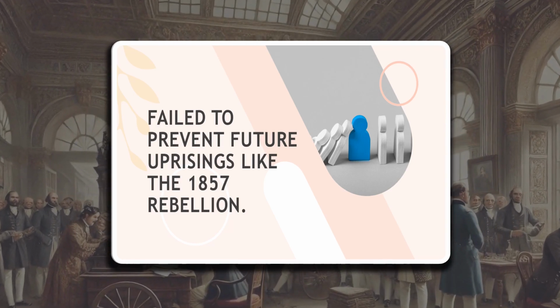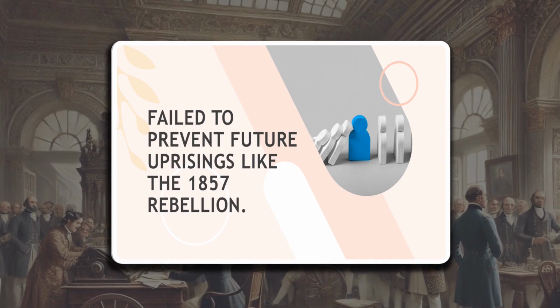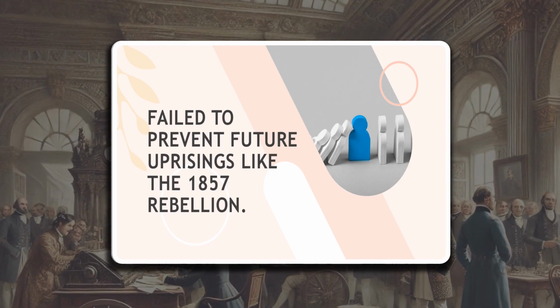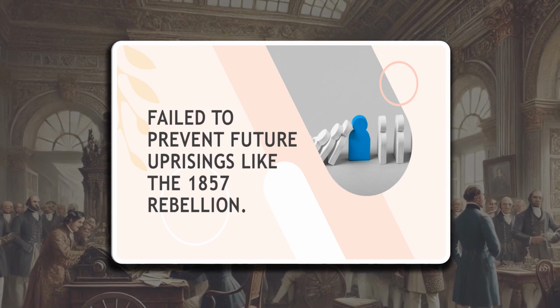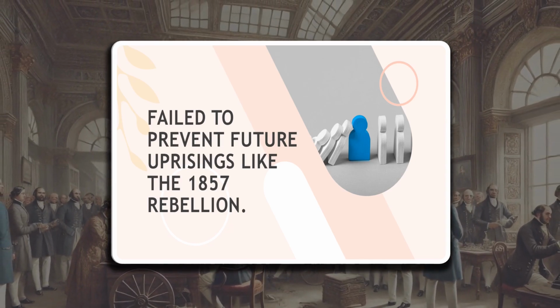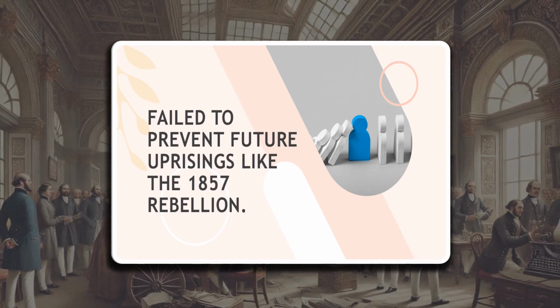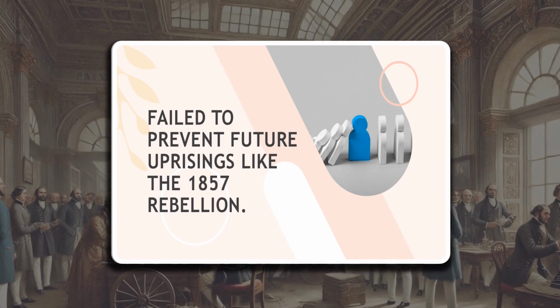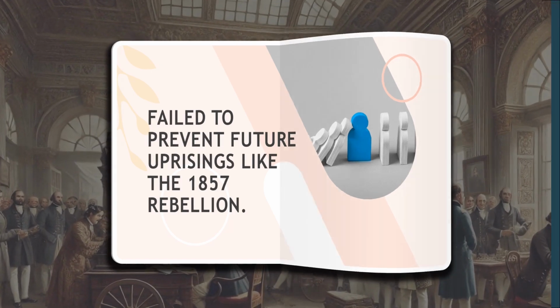Lastly, the Pitt's India Act did not shift the British mindset about the indigenous population of India. It did little to prevent the social and economic exploitation of Indian subjects, nor did it encourage the development of any kind of participatory political system. The British government maintained a firm grip on power with little concern for the welfare of the Indian people.